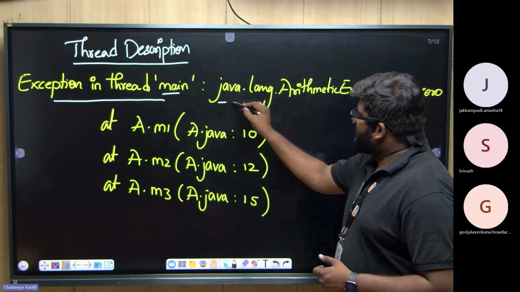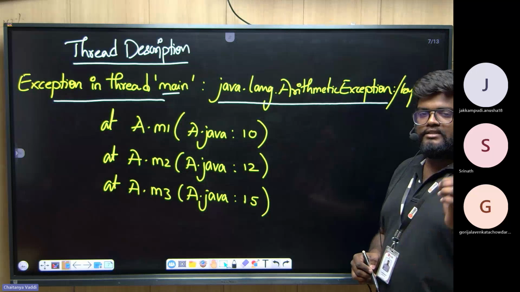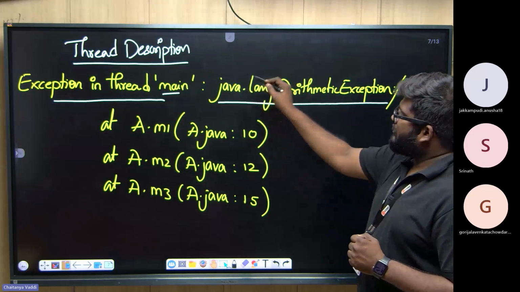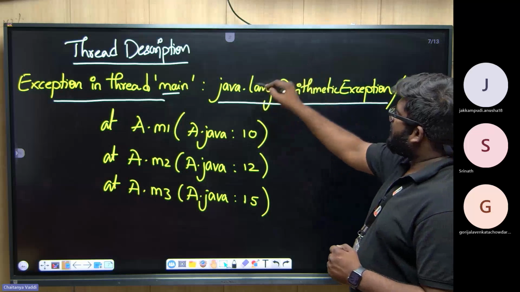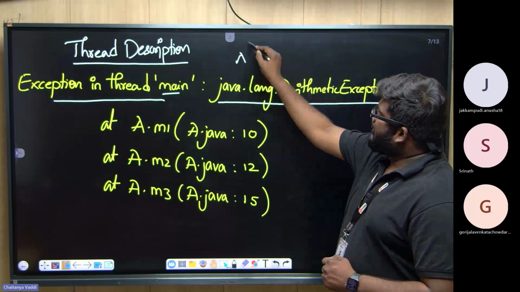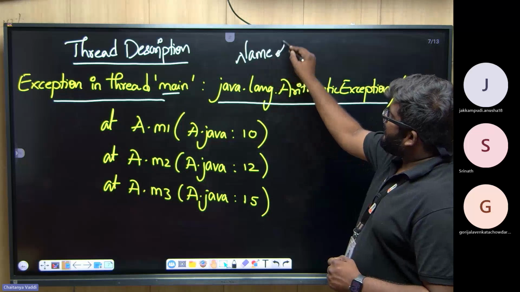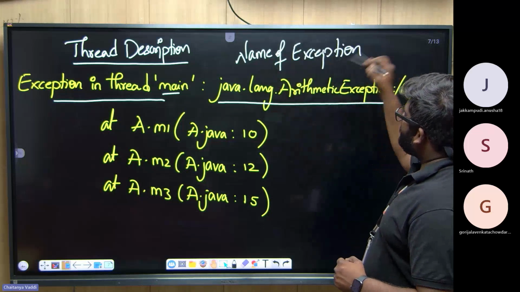And what is the name of the exception that has happened? That exception that has occurred is arithmetic exception. So the fully qualified name of that exception is displayed here. So java.lang.ArithmeticException is the fully qualified name. We can consider this as the name of the exception. Okay, so this is one thing.